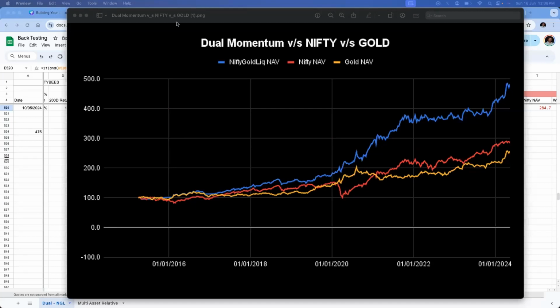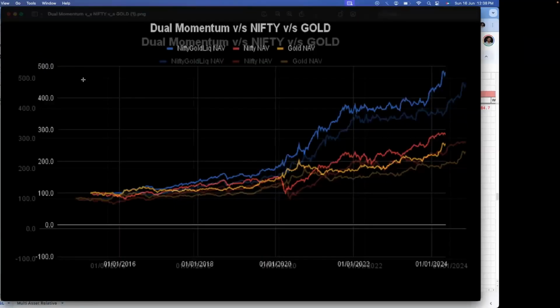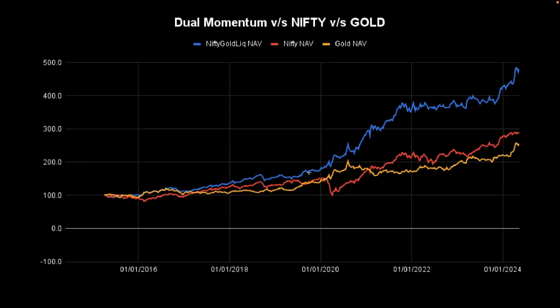So let's begin with the analysis. Now in this graph, you can see that there are three plots. One of the strategy, which is marked in blue color. And then we have Nifty in red color. And then we have gold in gold color. So one thing that definitely comes out is that the blue colored line, or the strategy, is outperforming both the benchmarks, Nifty and gold, by a wide margin.